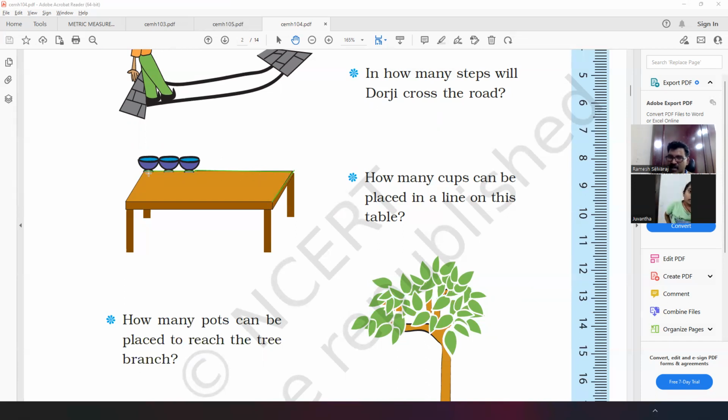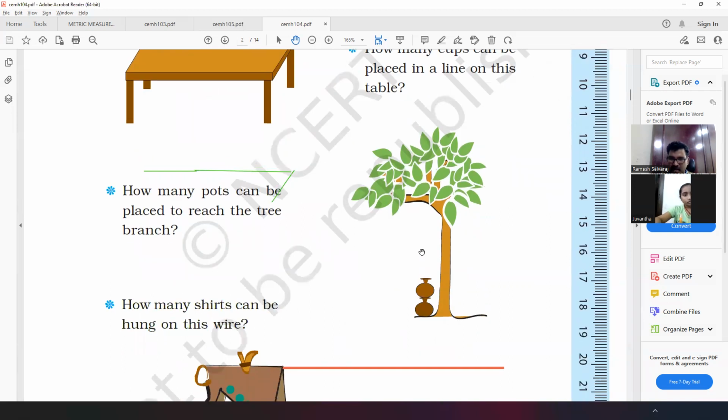Here it's only 3 cups we can place. Like this, in the remaining location we can place an additional 6 more cups, right? So in total it will become 9 cup length. And one more thing you see here: how many cups can be placed to reach the tree branch? Can you guess? Maybe 4 more cups you can place to reach this length. So 1 cup length maybe 1 centimeter. They will explain that in the next few slides.